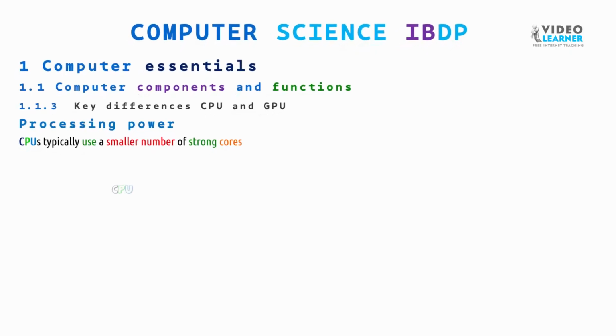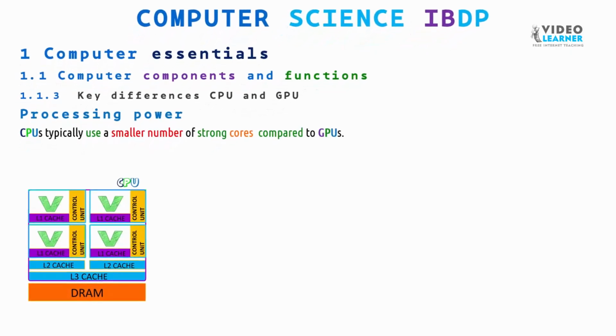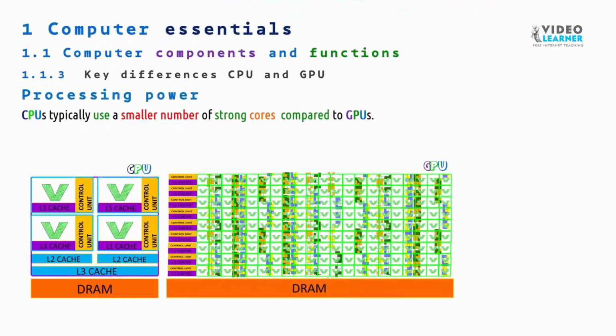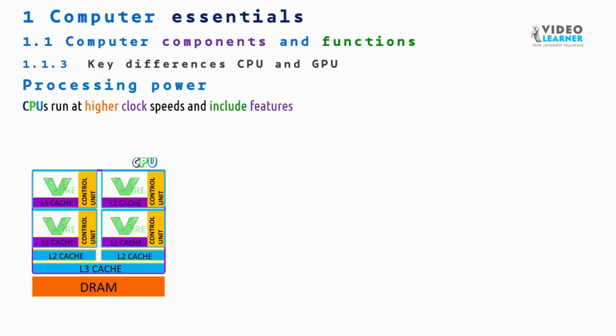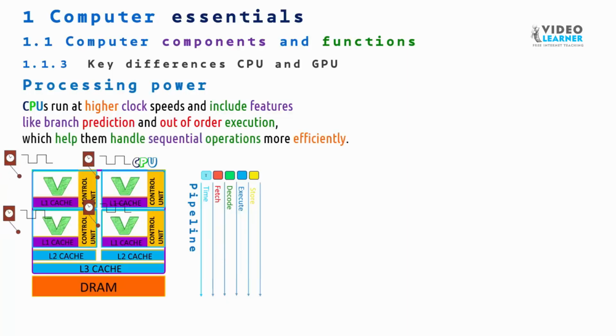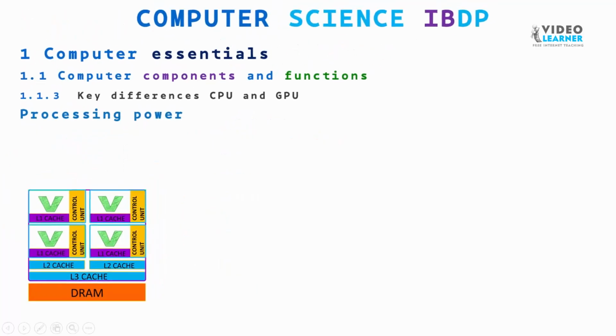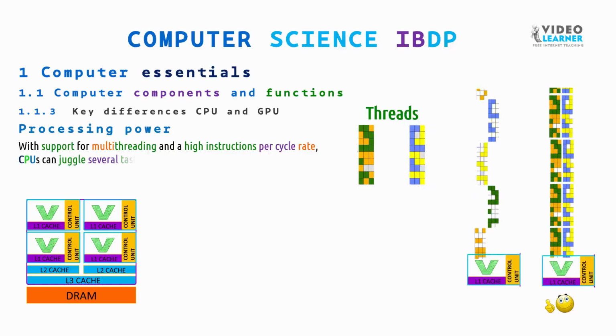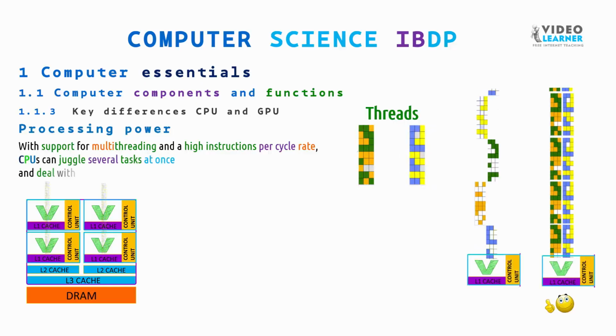CPUs typically use a smaller number of strong cores compared to GPUs. CPUs run at higher clock speeds and include features like branch prediction and out-of-order execution, which help them handle sequential operations more efficiently. With support for multithreading and a high instruction per cycle rate, CPUs can juggle several tasks at once and deal with complex computational workloads effectively.